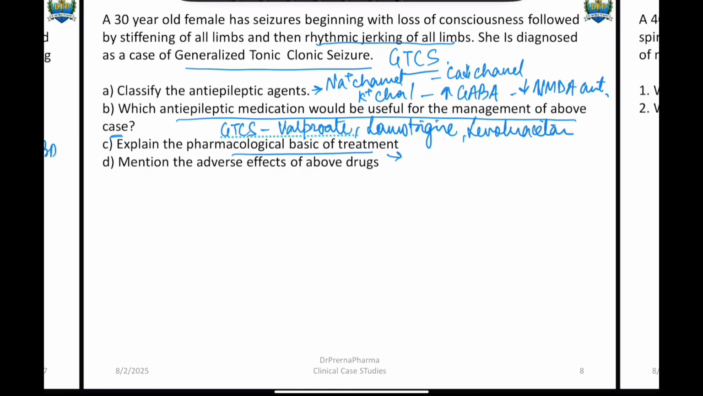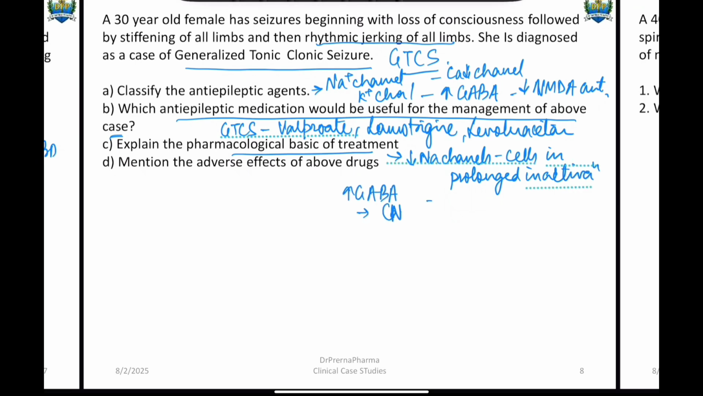Pharmacological basis of treatment: by blocking the sodium channels, we are basically keeping the cells in a prolonged inactivated state. Prolonged inactivation is there so that the electrical signals are not able to pass through. And GABA is a CNS depressant, so the main objective of increasing the GABA is to depress the CNS, decrease the neuronal excitability. So that is the main aim of all the anti-epileptic treatment.